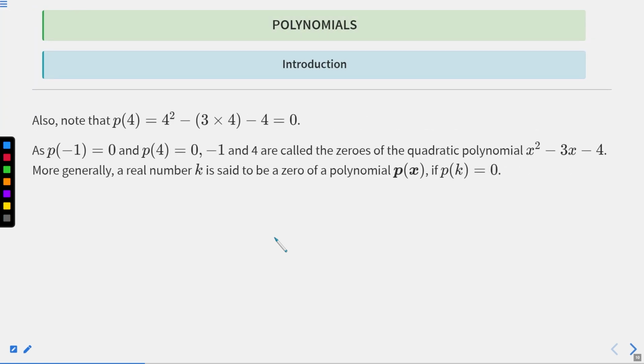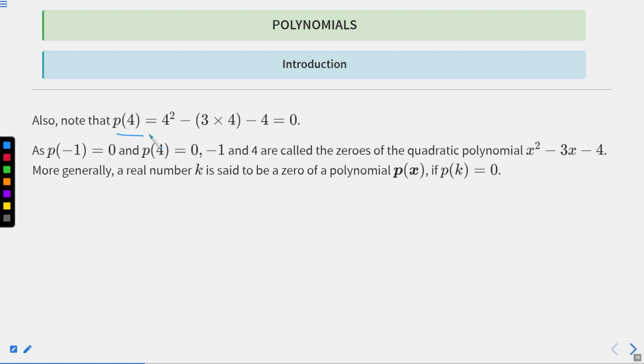Also note that if we replace the value of x with 4, then we get the value of p of 4. So p of 4 is equal to 4 square minus 3 times 4 minus 4, and this is equal to 0. So as p of minus 1 is equal to 0 and p of 4 is equal to 0, minus 1 and 4 are called the zeros of the quadratic polynomial x square minus 3x minus 4.